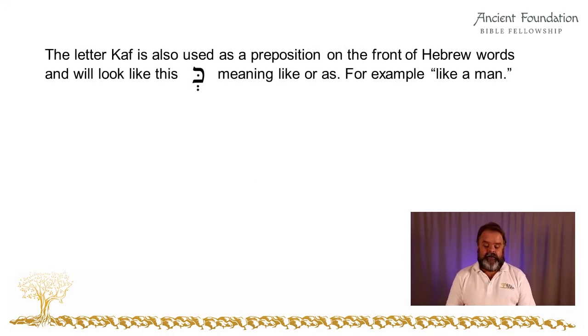The letter kaf is also used as a preposition in Hebrew. It's one of the prepositions that go onto the front of Hebrew words, and looks like what you see on the screen there. It's that kaf letter with two dots underneath. When it's used grammatically in the text like this, it means like or as. For example, like a man. You'll often see this in the Hebrew text with the kaf that's prefixed or added on to the front of certain Hebrew words, and it means like or as.